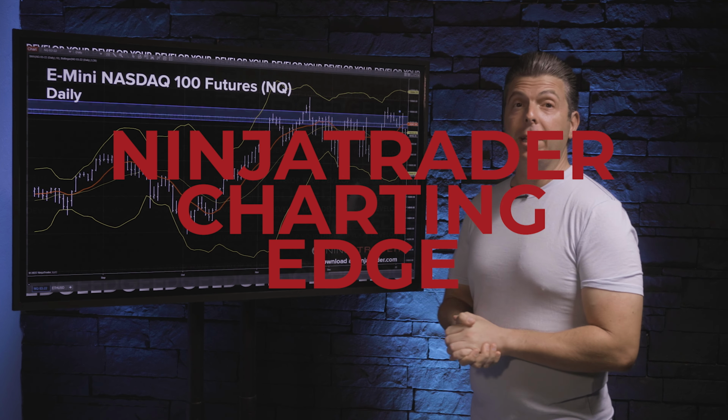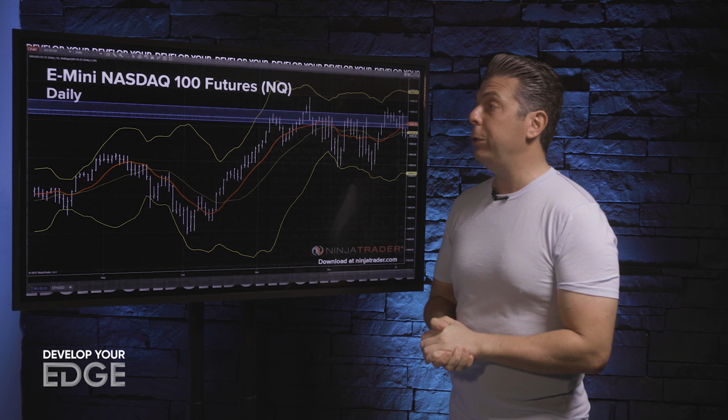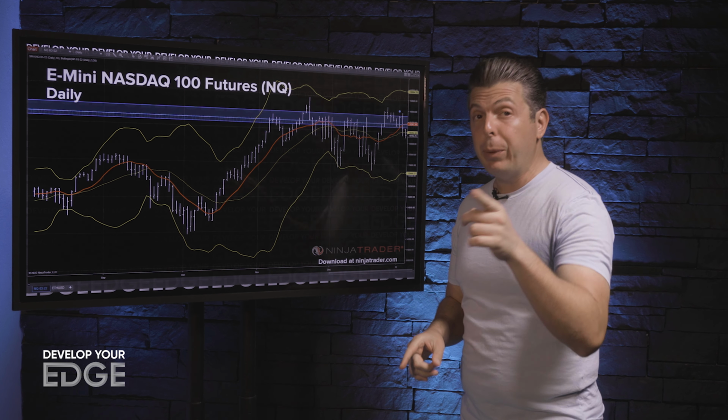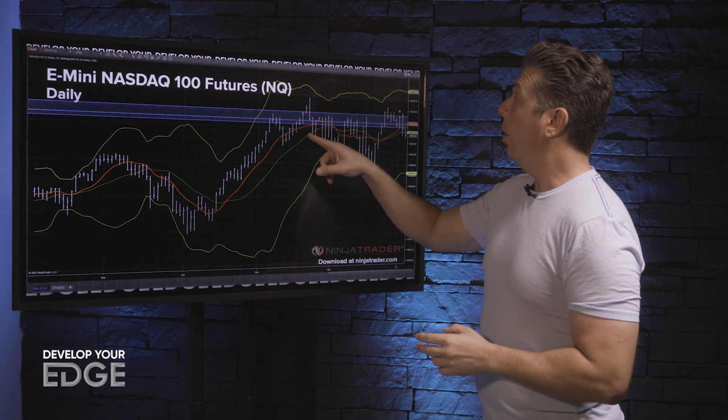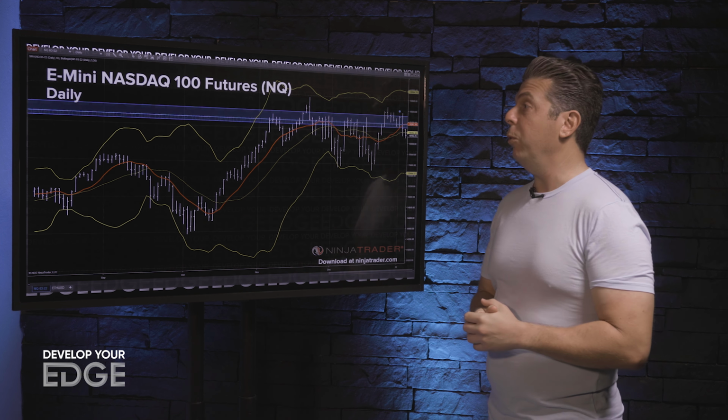Well, first day of the year is in the books, everybody. I wanted to pull up the E-Mini NASDAQ 100 futures here on the daily. Same old with the indicators. 20 period, 3 standard deviation Bollinger Bands. Red is the 10-day simple moving average. Gold is the 20-day simple moving average.